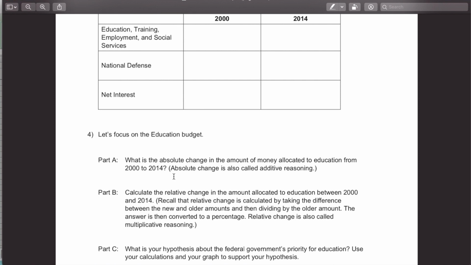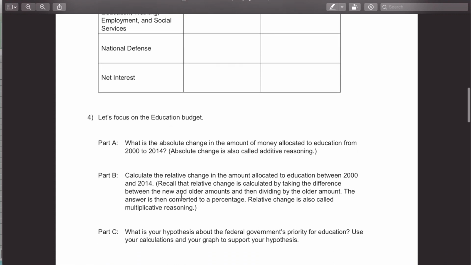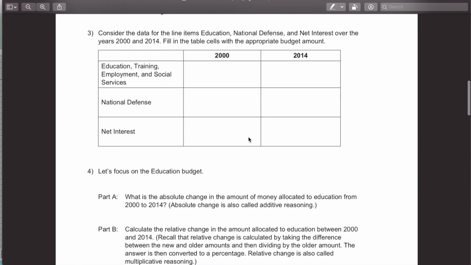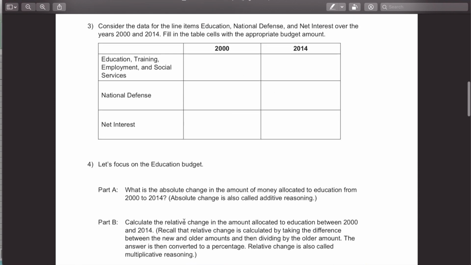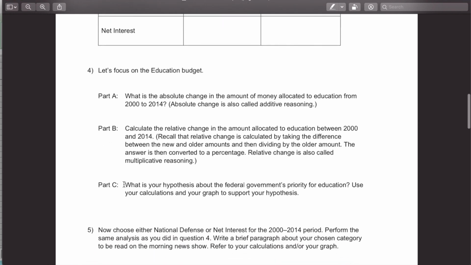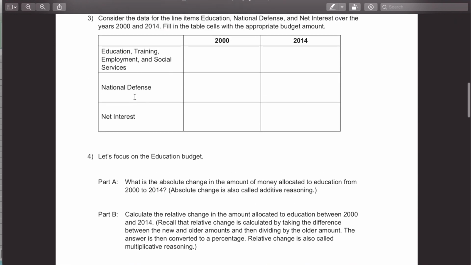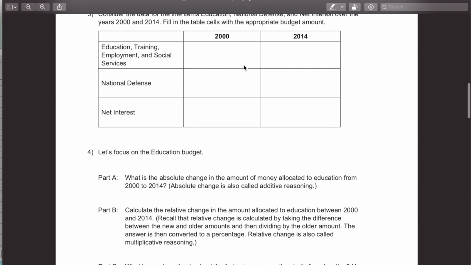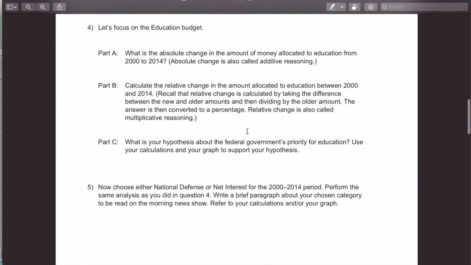And really think here about these two different types of changes and what the difference is and what they tell you. What do you gain by knowing the absolute change versus knowing the relative change, and how can they be useful? So these two ideas, absolute change and relative change, are definitely going to come up more later on in the course. Once we've looked at that for all of these categories and we've got their absolute and relative changes down, just think a little bit, make some hypotheses or guesses about which of these categories the government is prioritizing between the years of 2000 and 2014.